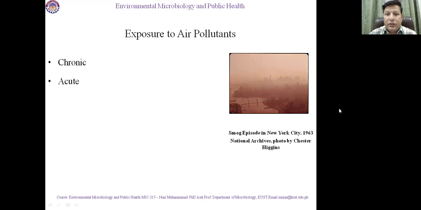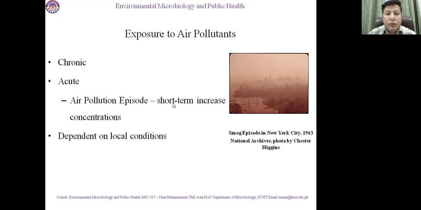You can see in this picture the smog episode in New York City, 1963, National Archive photo by Chester Higgins. So if someone breathes that air, the pollutants present in it, whether they have come from industries, vehicles, agricultural lands, or forests, will go into the lungs and cause two types of disease, chronic disease and acute disease.